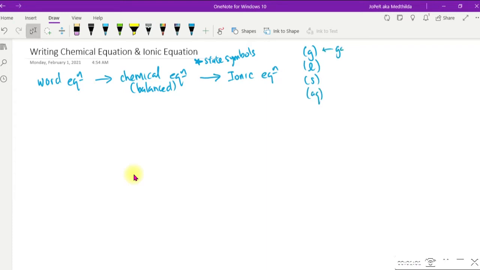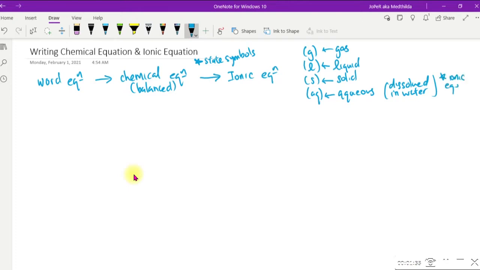Now, G stands for gaseous states. So this means that the compound, the substance, the element is actually a gas. L stands for liquid. So it means that the substance is a liquid. S is for solid. AQ stands for aqueous. Now, what is aqueous? Aqueous just means dissolved in water. Okay, this state aqueous here is actually extremely important for ionic equation, for ionic compounds. Okay, so we put a star here, ionic equation, star here, ionic compounds.